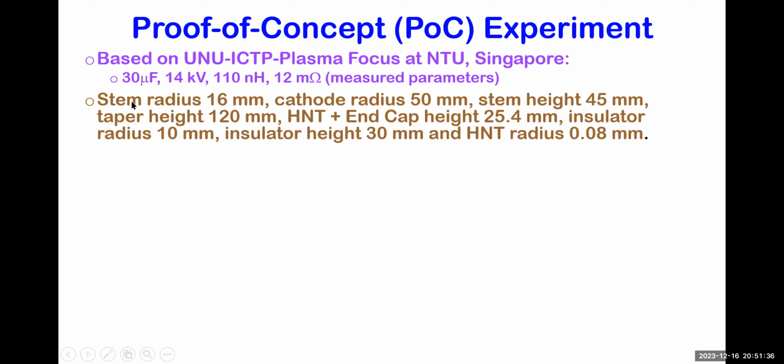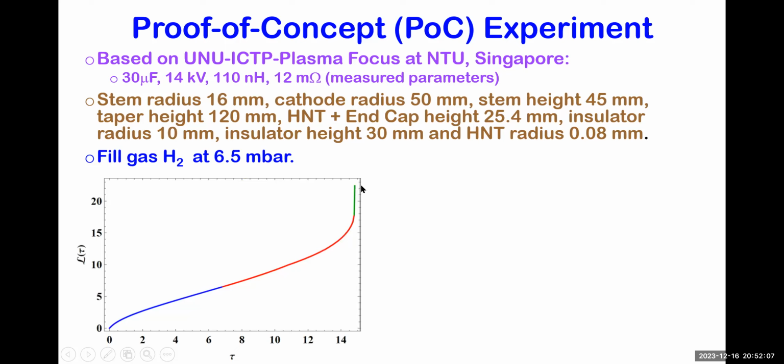The proposed experiment has a stem radius of 16 millimeters, a cathode radius of 50 millimeters, a stem height of 45 millimeters, taper height of 120 millimeters, HNT plus end cap height is 25.4 millimeters, insulator radius is 10 millimeters, insulator height is 30 millimeters, and HNT radius is 80 microns. The fill gas is hydrogen at 6.5 millibar.